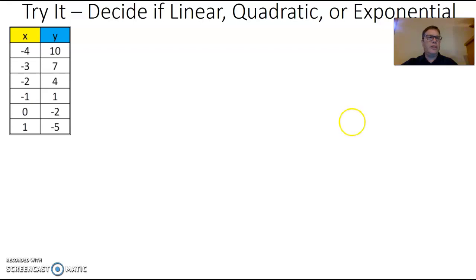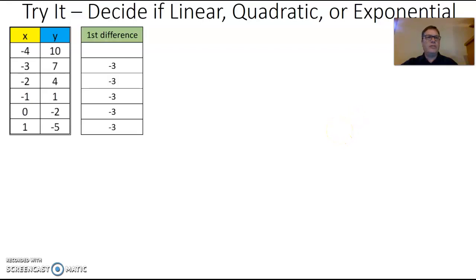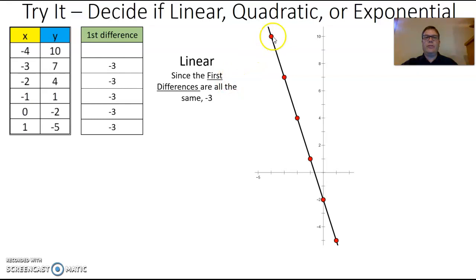All right, so I'm going to take a look at this, and in this one, first differences. Whoa, between 10 and 7 is 3. 7 and 4 is 3. Okay, this is a linear function. And if I take time, I can actually graph it out. I can plot the points (-4, 10), (-3, 7), (-2, 4). I can plot those points, and yes, I do get a nice line. So that one was linear.